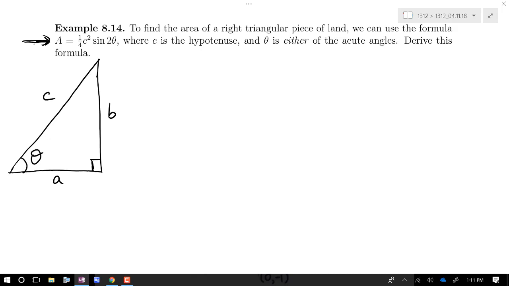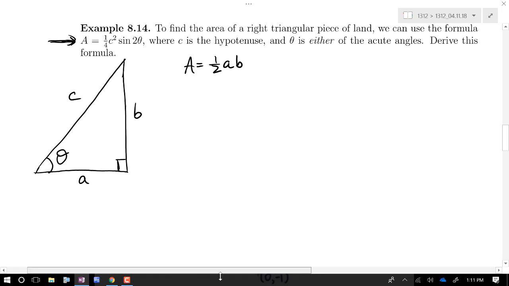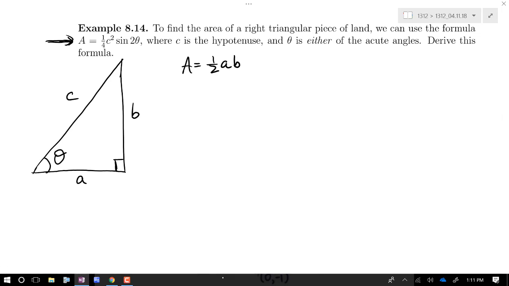Yeah, right. The 1/2 base height. So in this case, 1/2 times AB. We've got a little work to do. We're not quite where we want to be. But we have a right triangle, and when we've got a right triangle and an angle, SOHCAHTOA cannot be far behind.